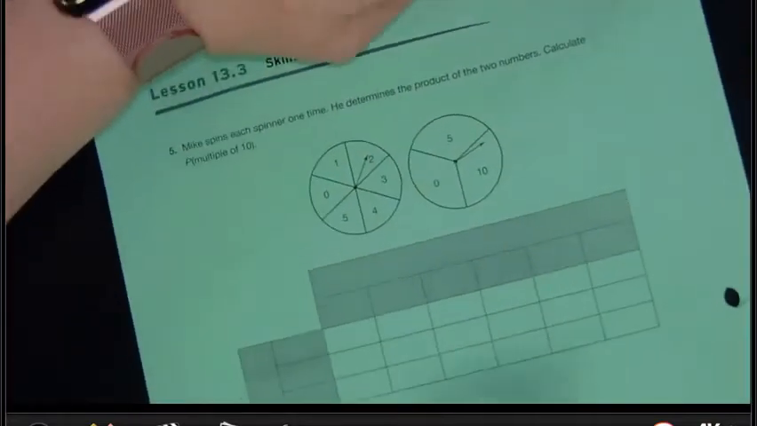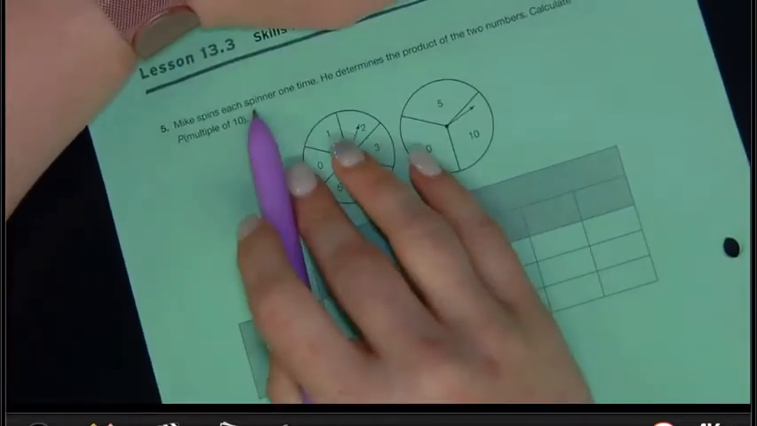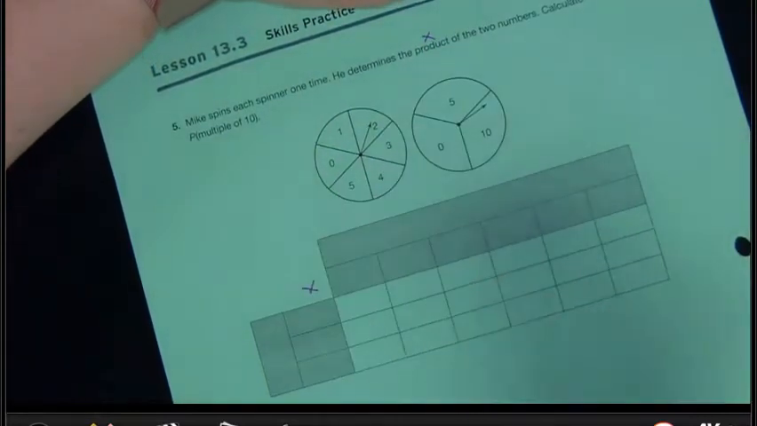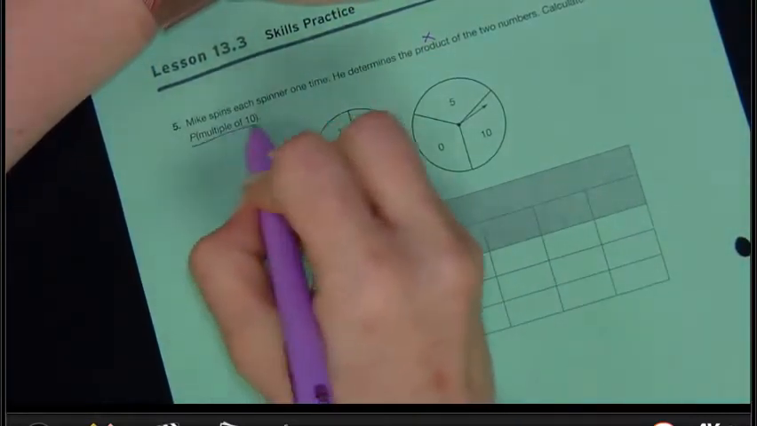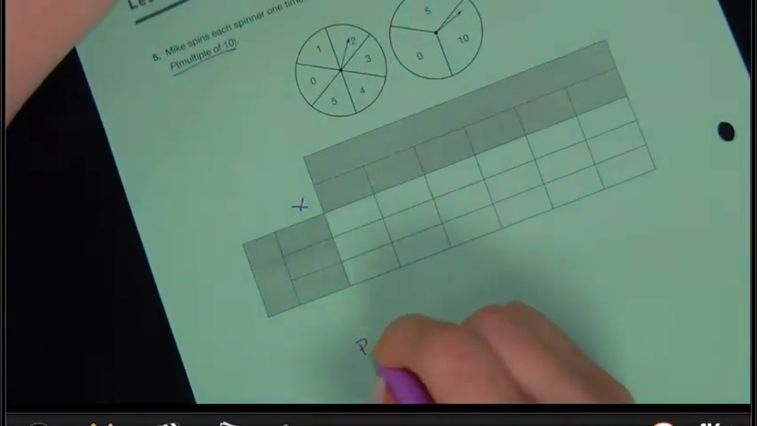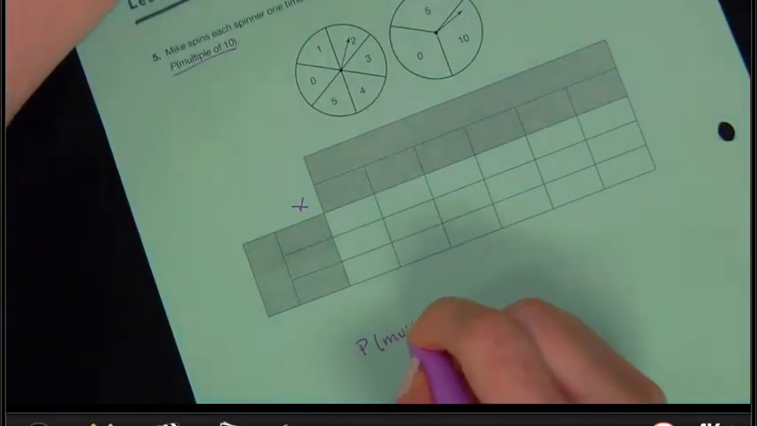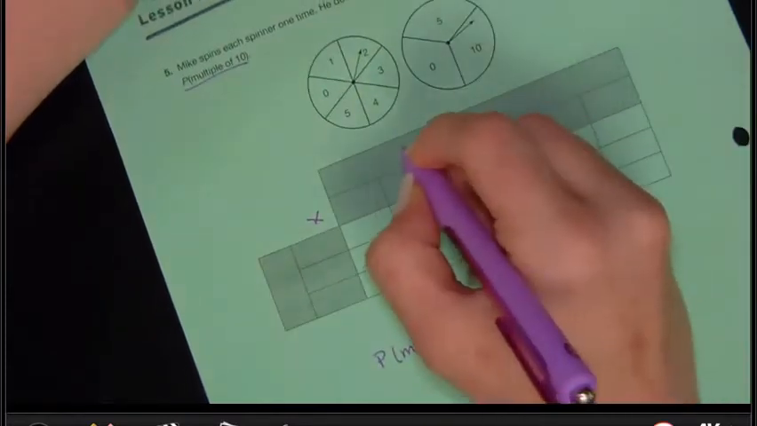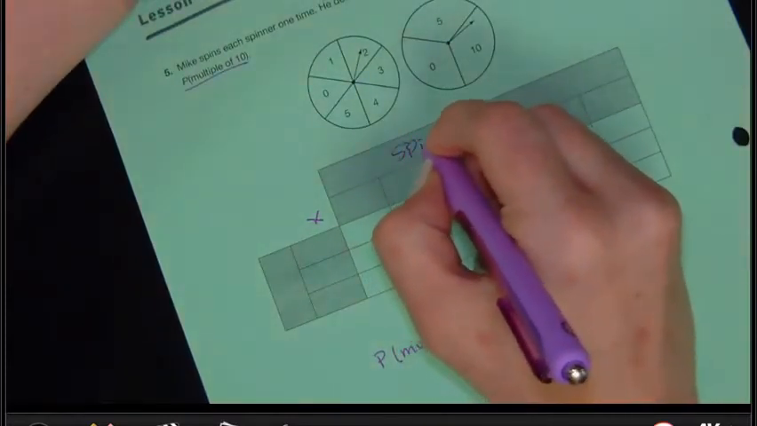Number 5. Okay, so I have a spinner. We're going to spin it one time each, and then he determines the product. So I'm going to multiply these two numbers, and we're going to calculate the probability of a multiple of 10. So all of my multiples of 10. So I'm going to say multiple of 10. All right, so spinner 1.